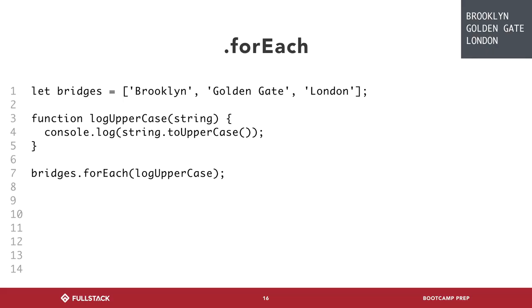What forEach is always going to do is invoke your function for every element in the array, and every single time it invokes it, it's going to pass into the function the element as the first argument, the index as the second argument, and the array itself as the third argument. Notice how the log uppercase function only takes in a string, right? In our case, it only takes in the element.